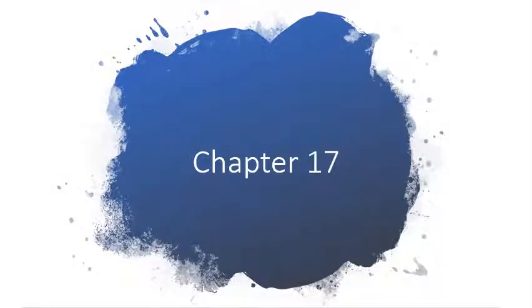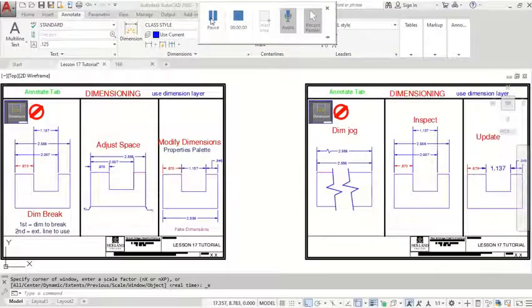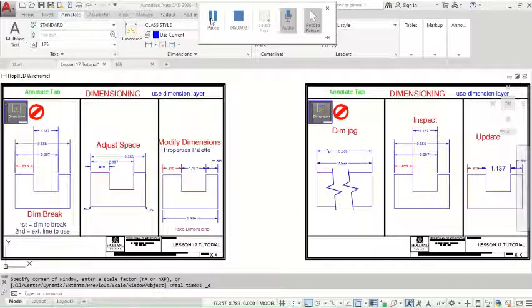This is your tutorial for Chapter 17 in your beginning AutoCAD workbook. Okay, in Chapter 17 we're going to work on editing and adjusting some dimensions.